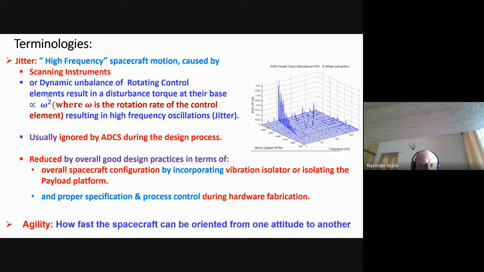That is, a momentum wheel or a reaction wheel is a control element. It has a flywheel which runs at a high speed. Now, any static or dynamic unbalance of the flywheel will result in a disturbance which is proportional to the square of the speed of its rotation, at the base of the wheel. And because the wheel is connected to the spacecraft body, it will be felt by everybody, all the elements on the spacecraft.